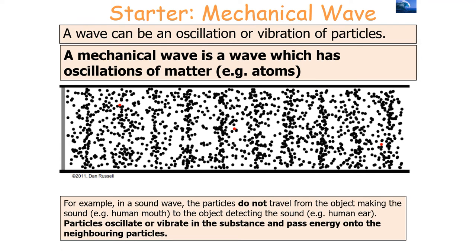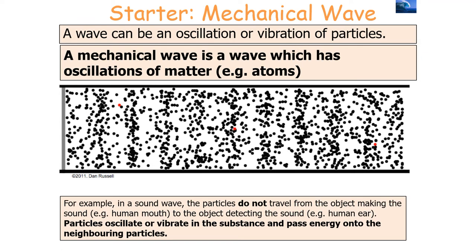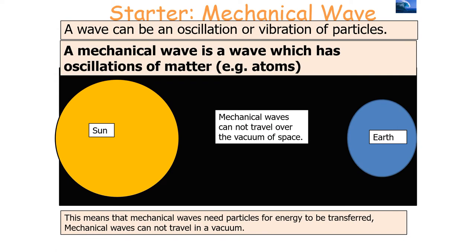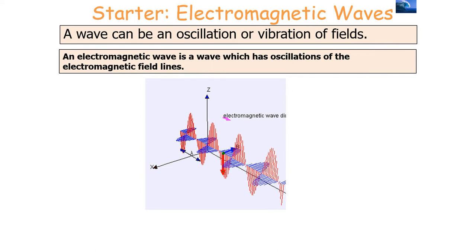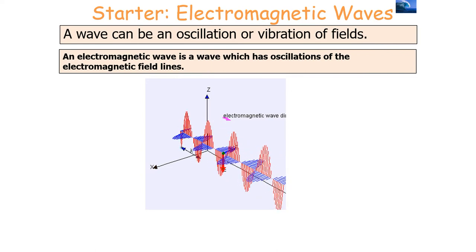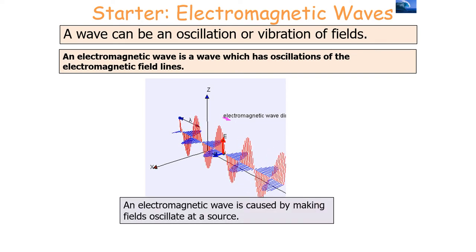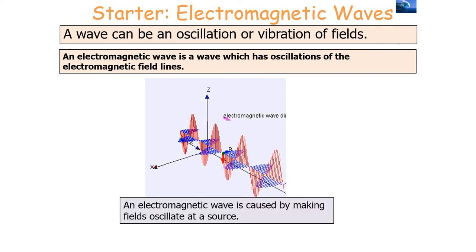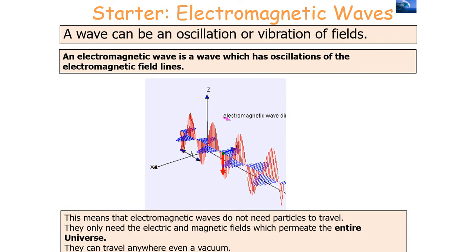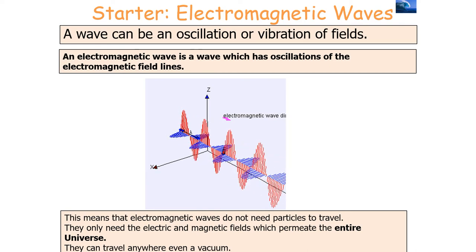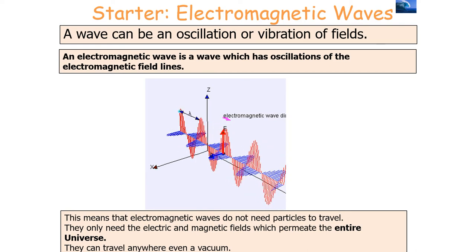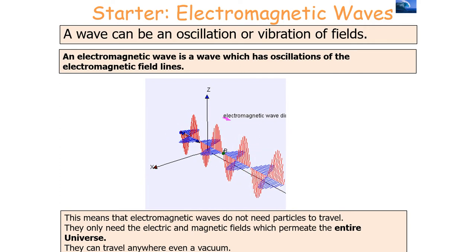This is because it means that mechanical waves need particles for energy to be transferred, so mechanical waves cannot travel in a vacuum. Now, an electromagnetic wave is a wave which has oscillations not of particles, but of electromagnetic field lines. So an electromagnetic wave is caused by making fields oscillate at a source. So this means electromagnetic waves do not need particles to travel. They only need the electric and magnetic fields which permeate the entire universe. This means that electromagnetic waves can travel anywhere in the universe, even a vacuum.